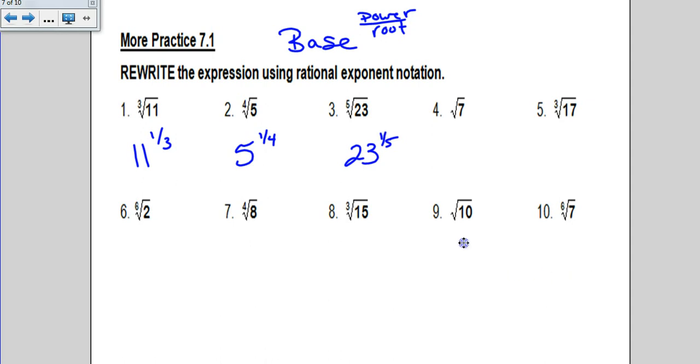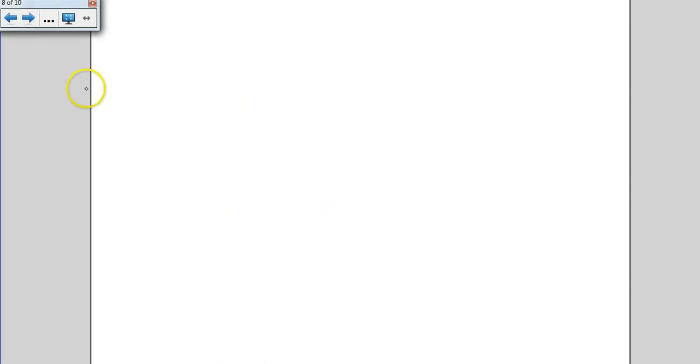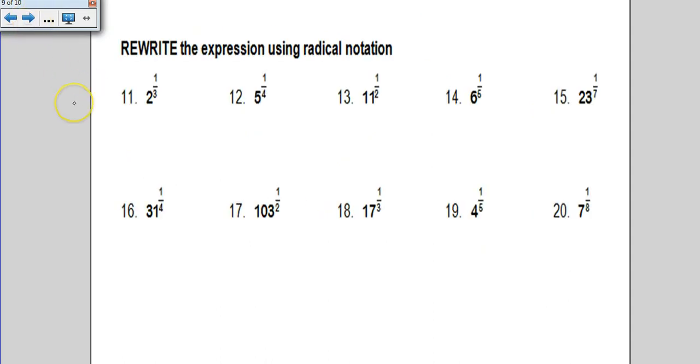I just want to jump ahead to number 9. Make sure you understand that when there's just a radical symbol and there's no number out in the corner, there's really an invisible 2 there, because those are always square roots. So number 9 is going to end up being 10 to the 1/2 power. So if it's okay with you, I want you to finish that set of examples there, and we're going to move on to the next section, which says rewrite using radical notation.